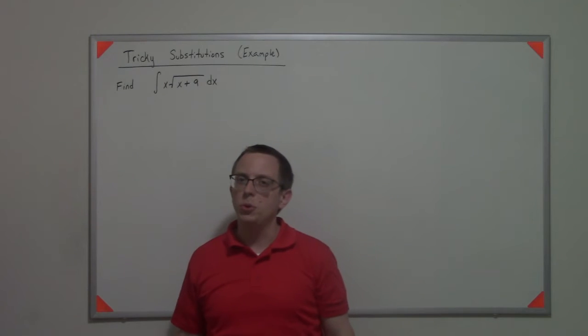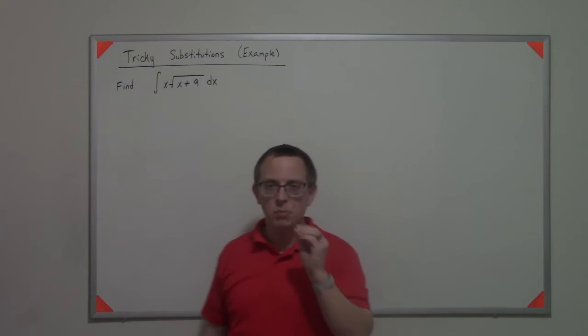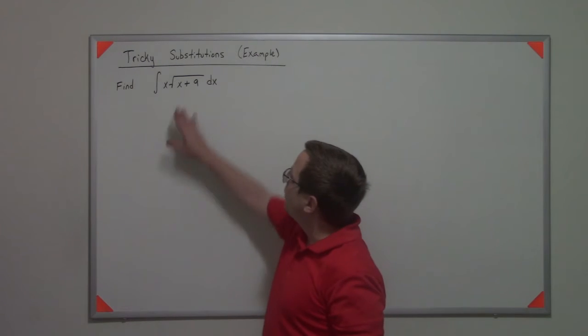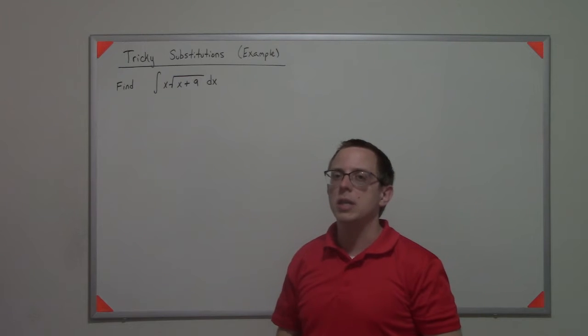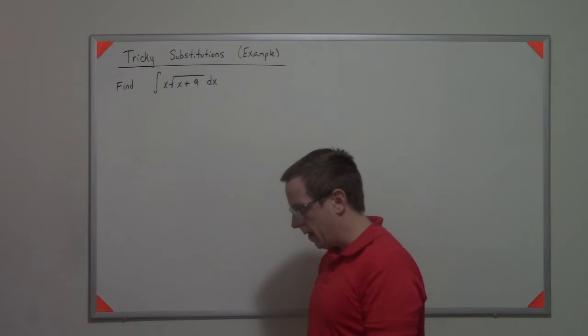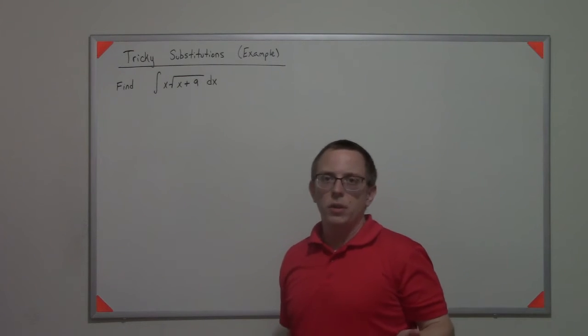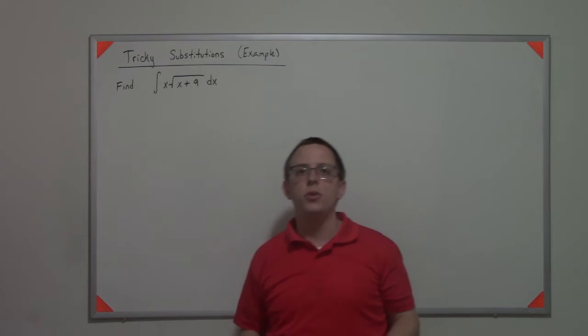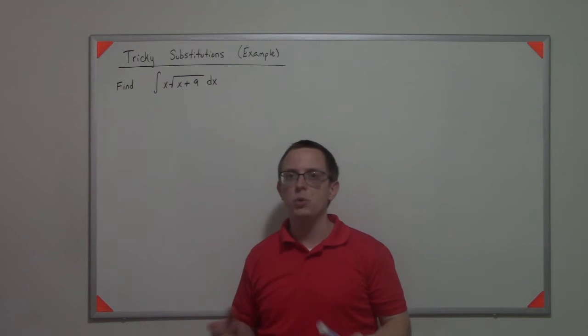Not all substitutions are extremely straightforward. Sometimes you have to be a little bit clever with how you do it. So in the case of the integral of x times the square root of x plus 9 dx, trying direct substitution is not going to work. So let's try to do a u sub.